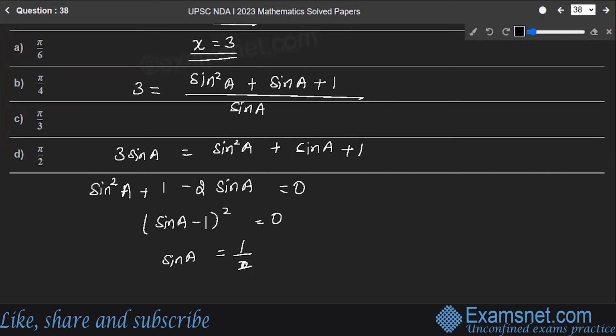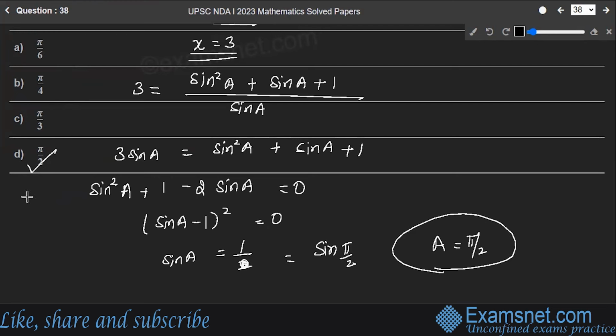Which makes sin A equal to 1. Sorry, not 1 by 2, sin A is equal to 1. And you know, this is at a 90-degree angle. So A is equal to π/2, for which x will be minimum. That means we have option D as the correct answer. Hope you got this. Let's move to the next question, number 39.